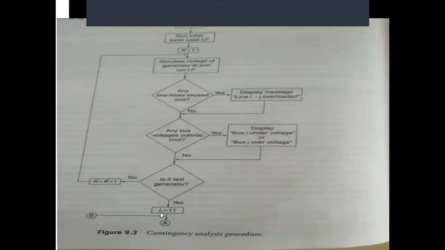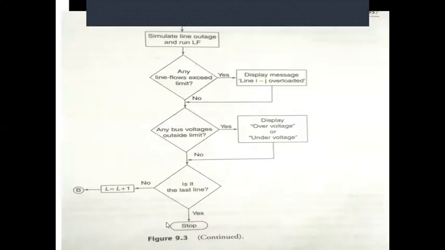Now L represents the transmission line. It is 1. Then simulate line outage. Again, in the simulation package, all these facilities will be available. You just simulate the line outage and run the load flow. LF represents load flow. You have to run the load flow, maybe using MiPower.